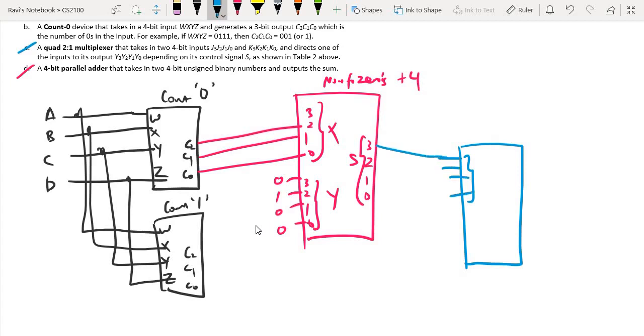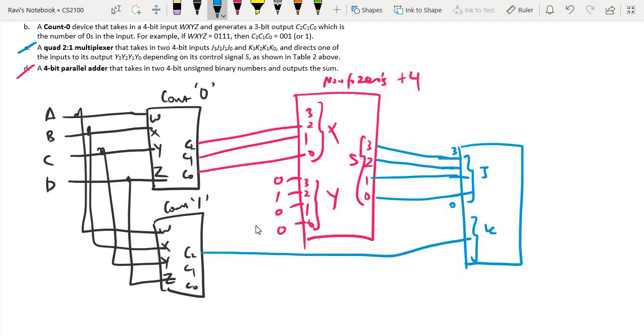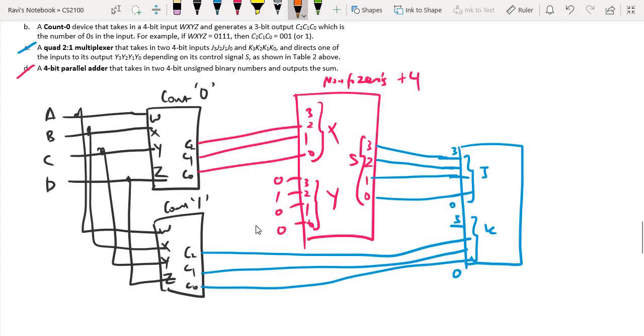So this J input is the 4 values here, and then the other one is the K input. This is 3 down to 0, and again this is 3 down to 0, but I only have 3 bits here, so I connect them for bits 2, 1 and 0. So this is 3, 2, 1, 0. Okay, and the output here, you only have a 3 bit output, which is your F, G and H.